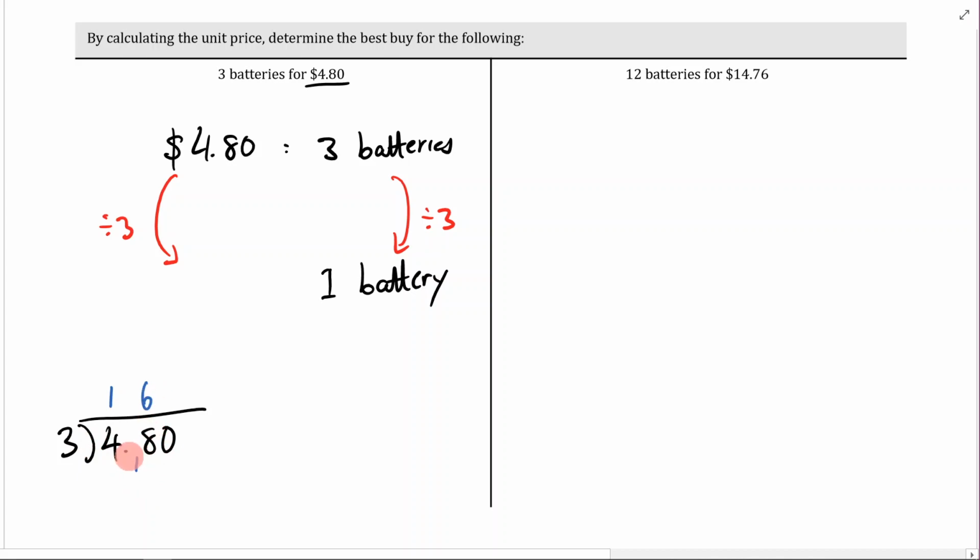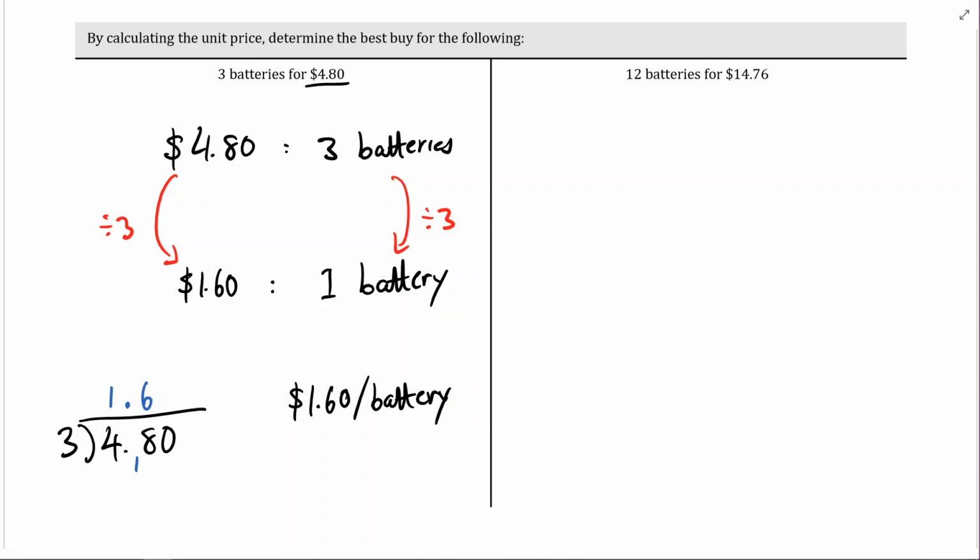And then, do you see I have a decimal point right there? That just goes directly above where it was. So it's $1.60. So that's a bit of division there. You should know that. And we'll go through some more examples. So if you're not that strong with it, hopefully by the end of this lesson, you're more comfortable with it. So that means it's $1.60 for 1 battery. So for one battery, it's $1.60.